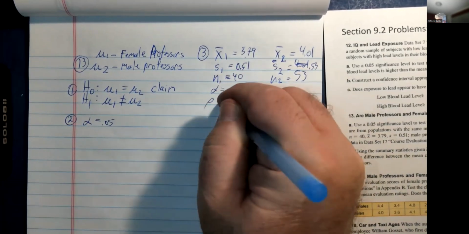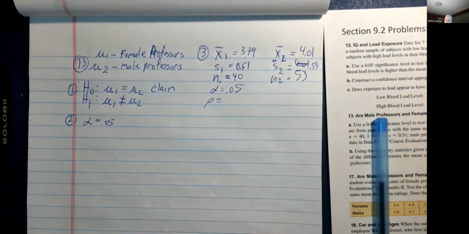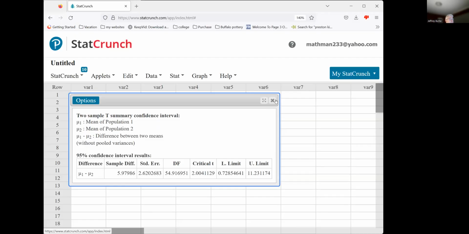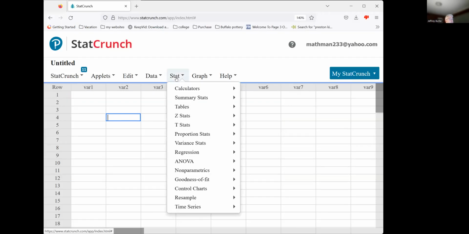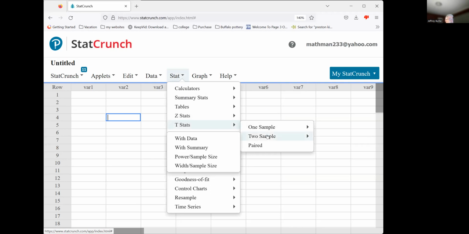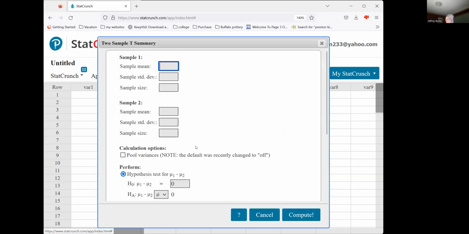What are we looking for? We're looking for the p-value, and we're going to see what that's equal to. So now we're going to go ahead and take this to StatCrunch again. We're going to go to Stat, Stats, Two Sample, With Summary. And let's put everything in.